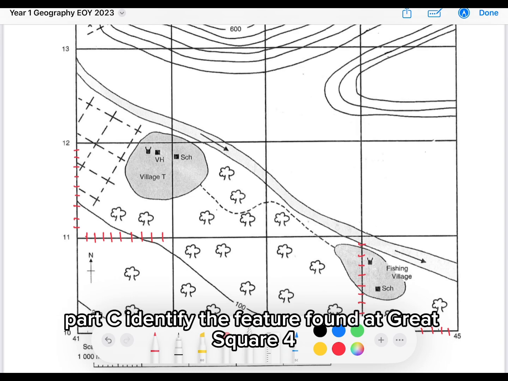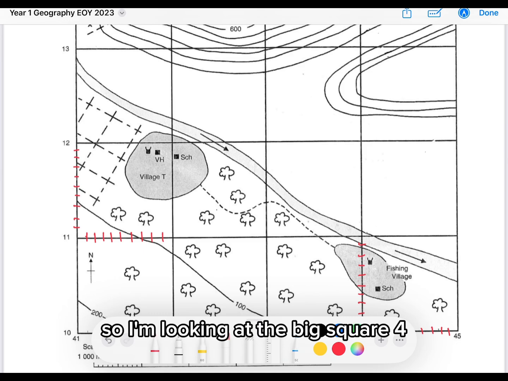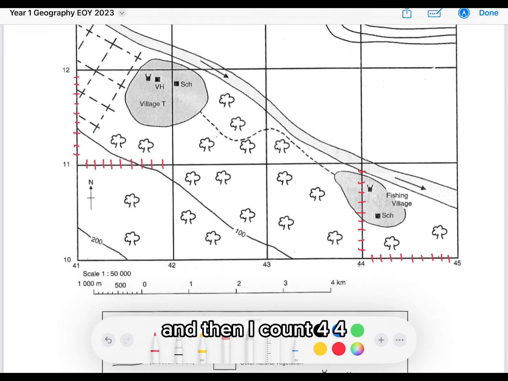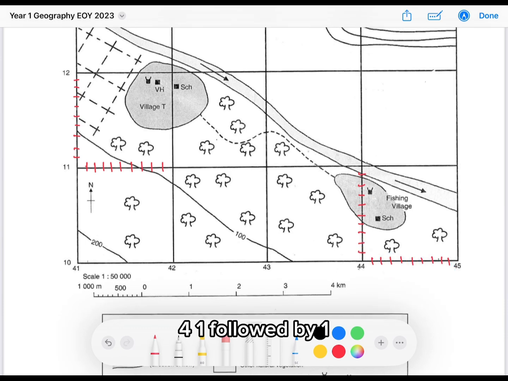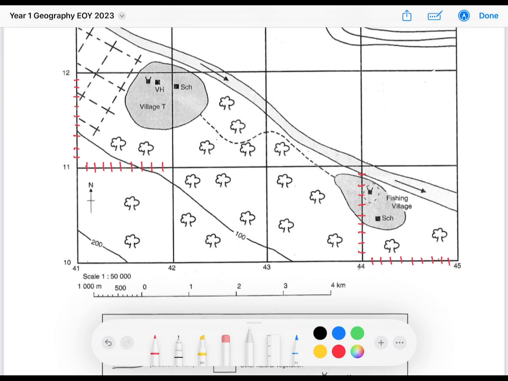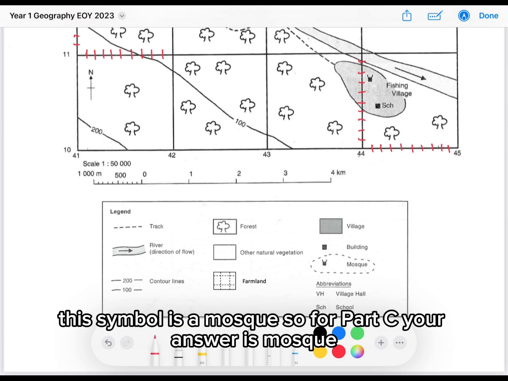Part C. Identify the feature found at grid square 441107. So I'm looking at the big square 4410, which is here on the bottom right hand corner. And then I count 441, followed by 107. So 7 is around here. Do you notice there's this symbol? What is this symbol? Again, let's take a look at the legend. This symbol is a mosque. So for part C, your answer is mosque.